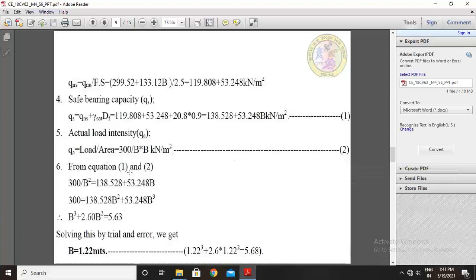Now from equation 1, write the equation: 138.528 plus 53.248 B is equal to 300 by B square. So while solving this equation, we are getting B as 1.22 meters. So this is the solution of this type of problem.